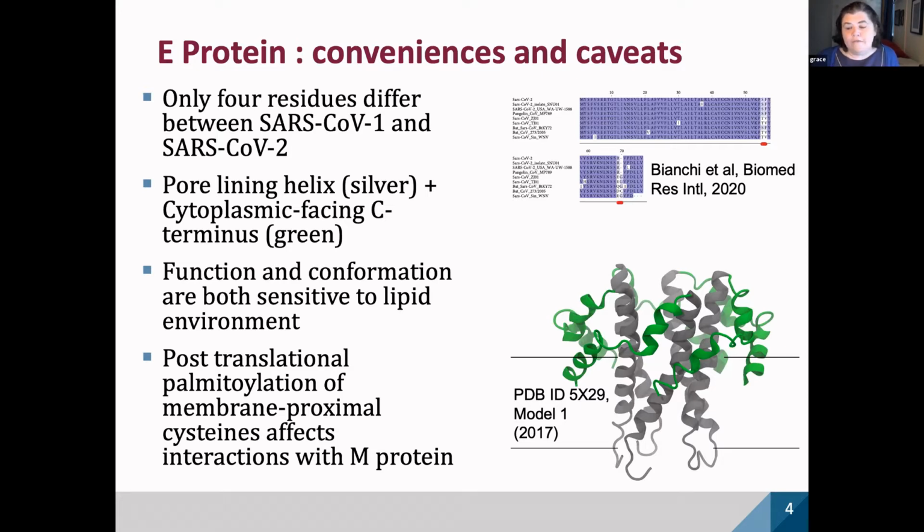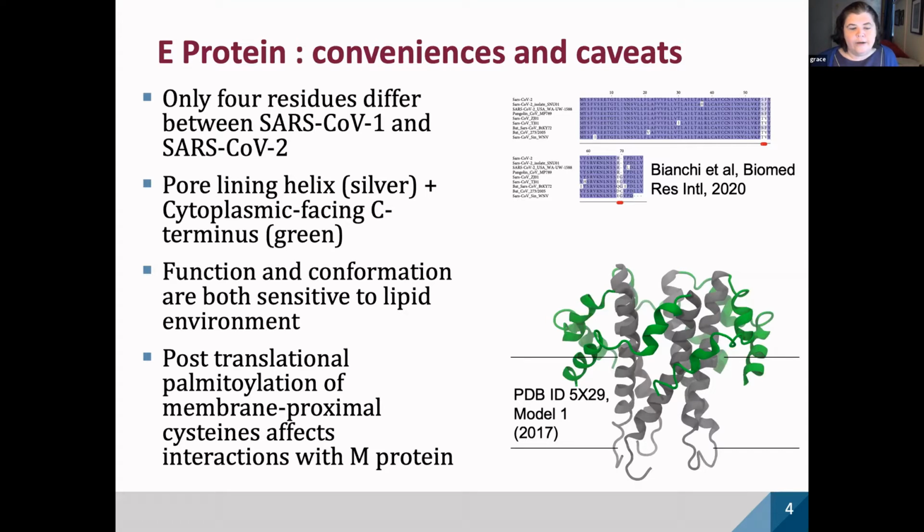The function and the conformation of the channel are both really sensitive to the lipid environment. So it's known that the selectivity of the ion channel can be removed if you remove anionic lipids from the membrane. The multiple structures that we have, i.e. the 2, are done in different lipid environments, and even within, we know from the researchers who determined those structures that they were unable to resolve certain regions of the proteins, depending on the lipid environment that they used.